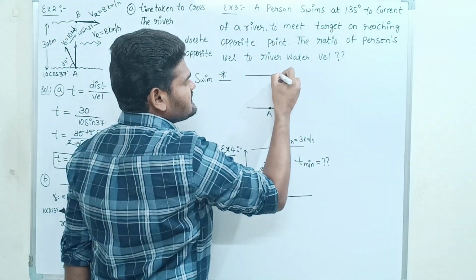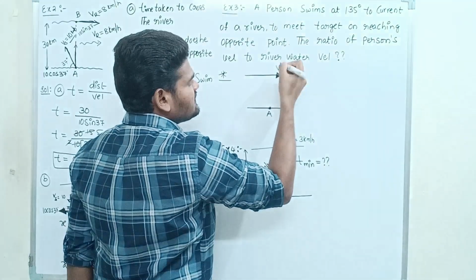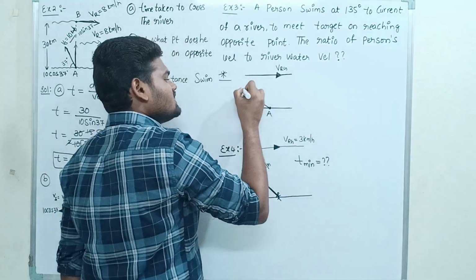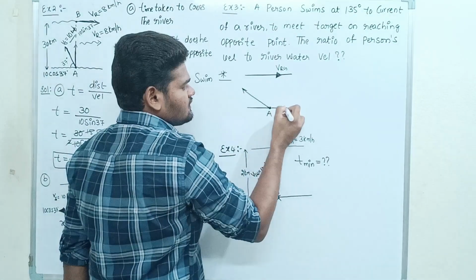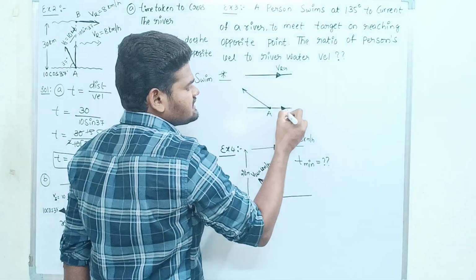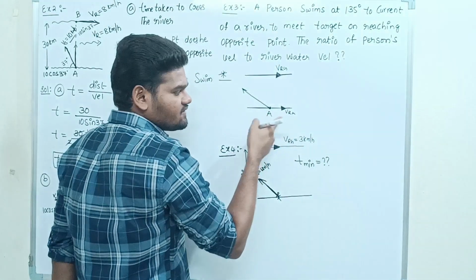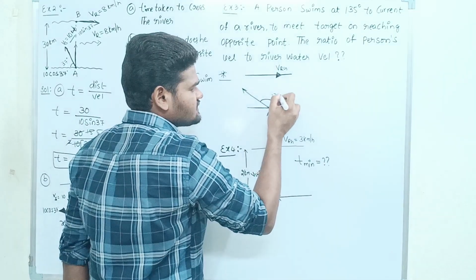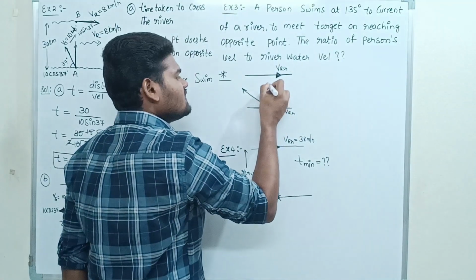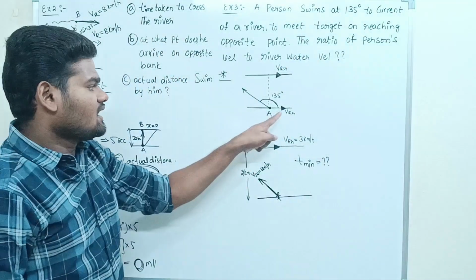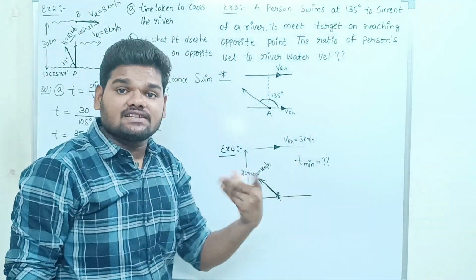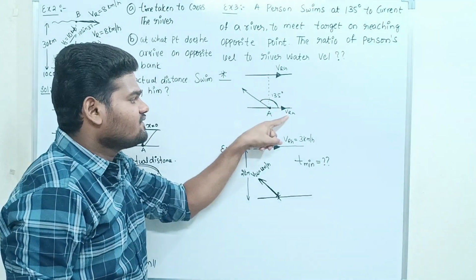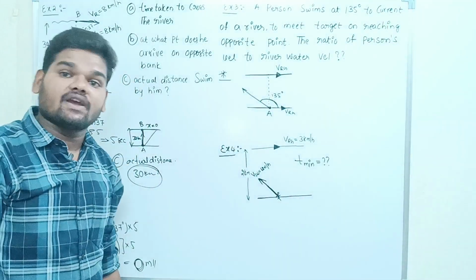So let us consider this is the direction of the river, the velocity of the river with respect to ground. At 135 degrees, have a look. So this is the direction of the velocity of the river with respect to the ground. So the swimmer is moving at 135 degrees with the direction of the current of the river. In this direction, the velocity of the river is there. Now this person swims at 135 degrees with the velocity of the river with respect to ground.